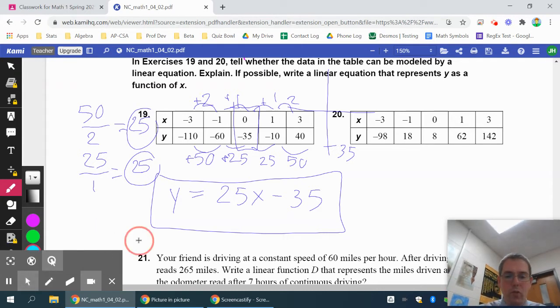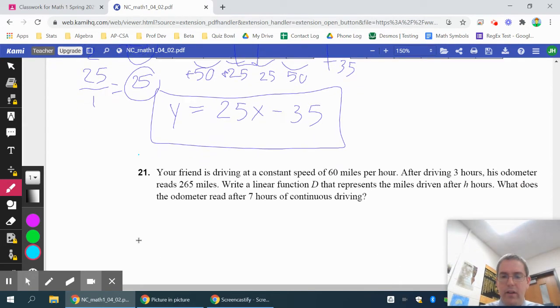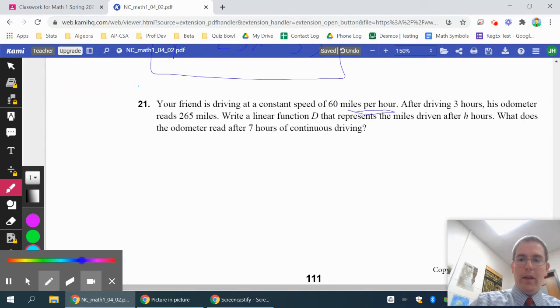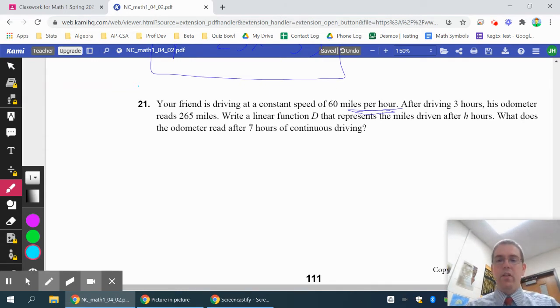I'm also going to look at 21. We did one like this in class the other day. Remember, anytime you see the word per in a word problem, it lets you know that you have something to do with slope. So if I have 60 miles per hour, that lets me know that this is my slope. This is my m value. And your hours is usually your independent variable or your x. And then the other variable, distance, whatever else it is, is usually your y. So I have an x value there and a y value there.